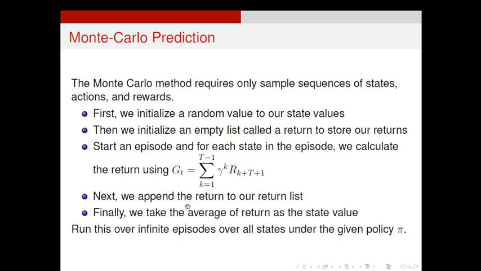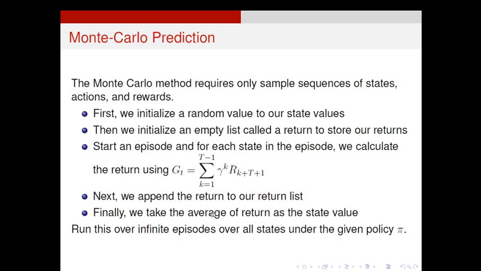Next we append the return to our return list. For each state we have this return. We put it in the list. Suppose we do this in 100 episodes corresponding to each state. That list contains 100 elements, 100 values. That is the return corresponding to different episodes.